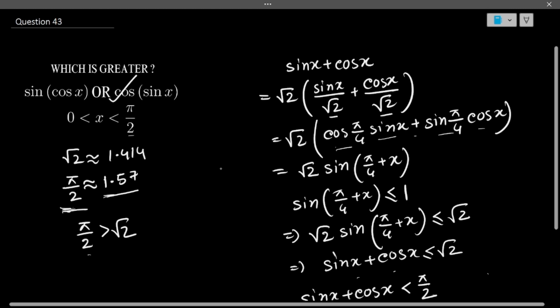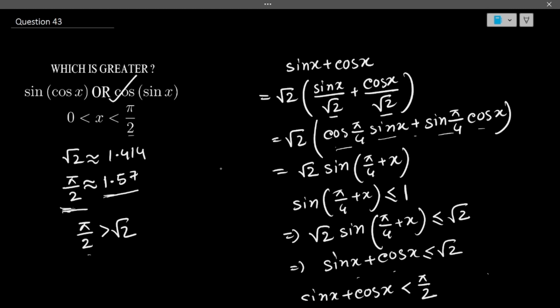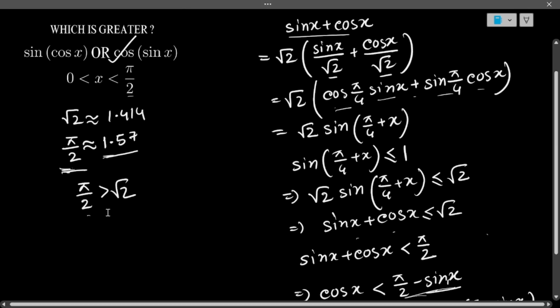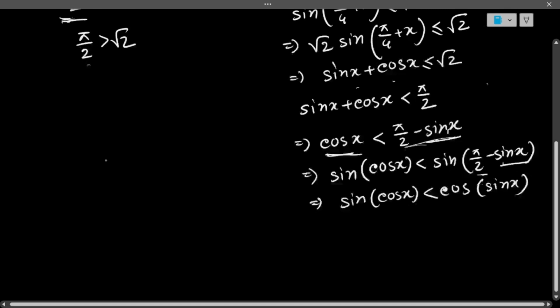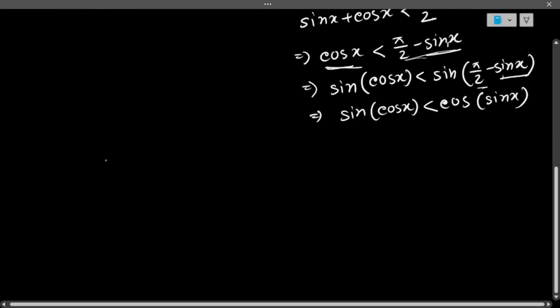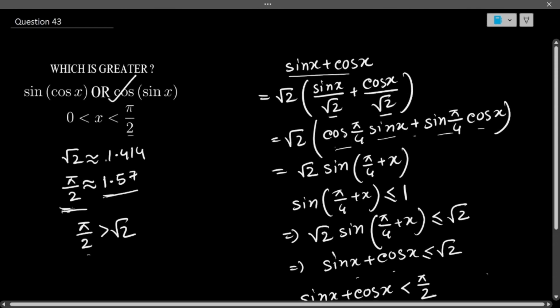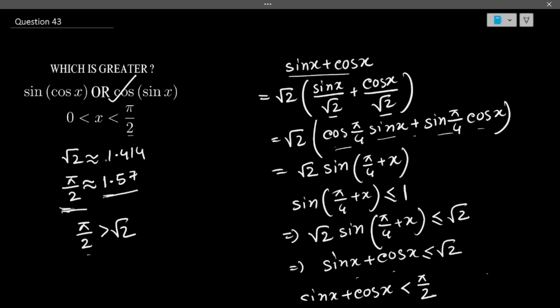So this is actually a good question and a good concept. The first concept is the maximum value of sin x plus cos x. Then the most important concept is that we can use pi by 2 not only as an angle but also as a number. This is a very good question, and if you did it in the first attempt, that's very good.